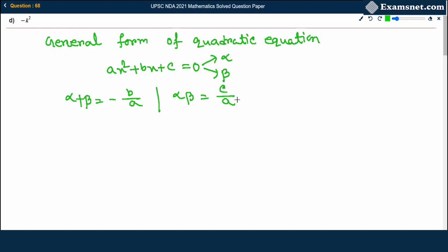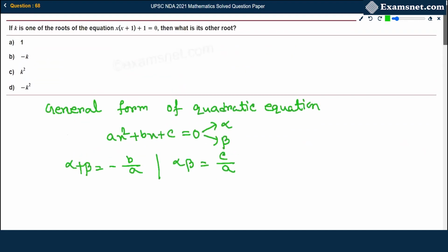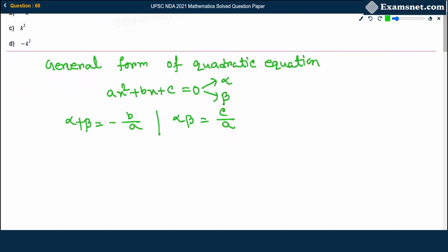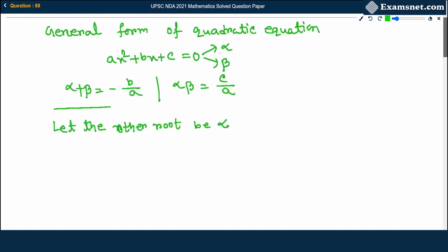Okay, now let's dive into the question itself. It's given that k is one of the roots, right? So we can assume in the first place that alpha is the other root. Since I've already shown it as alpha, I have just drawn a line to separate it. So let the other root be alpha, right?